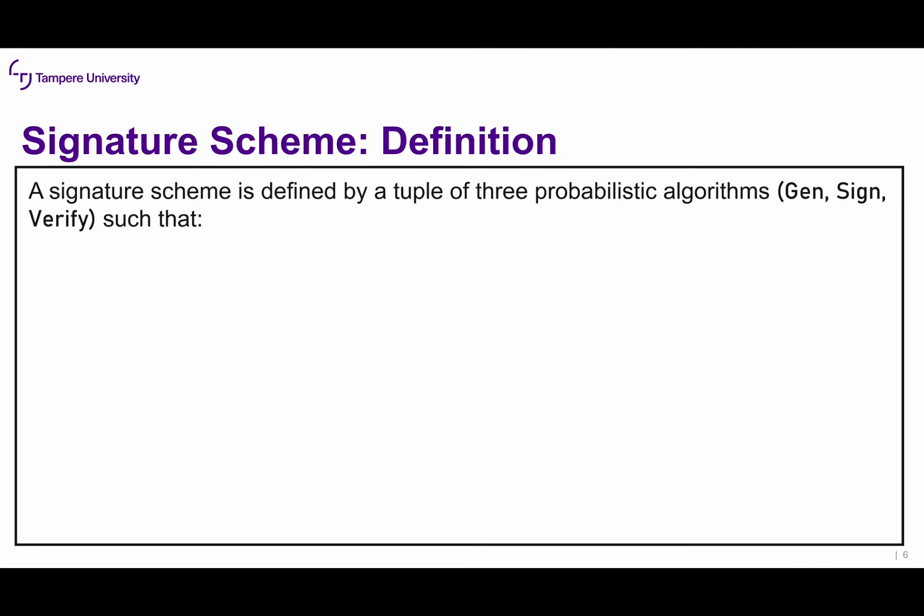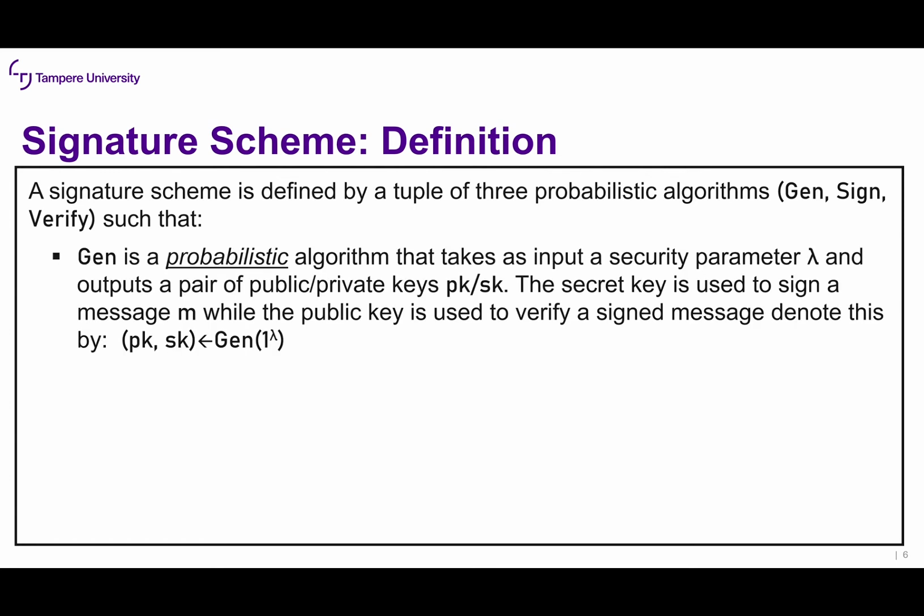Good. So let's see a semi-formal definition. So a signature scheme in the public key framework, I would say, is defined by a tuple of three probabilistic algorithms: generation algorithm, the signature algorithm, and the verification algorithm. So the generation algorithm is a probabilistic one that takes as input a security parameter lambda and outputs a pair of public and private keys, PK, SK. Now the secret key is used to sign a message, while the public key is used to verify a signed message. So this is similar basically to what we have seen in the asymmetric encryption generation algorithm.